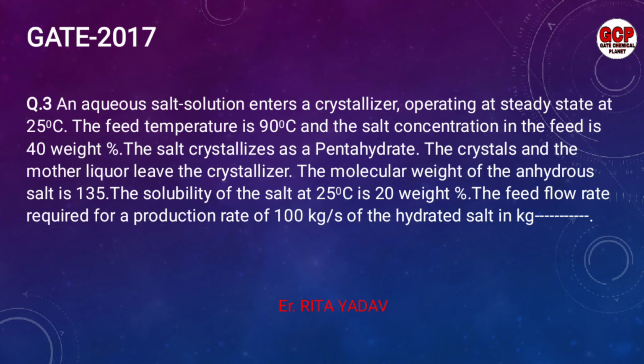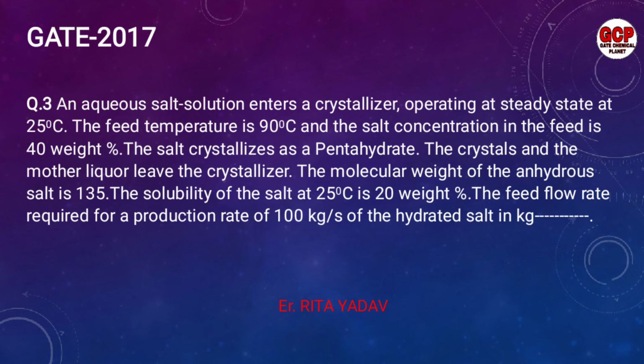The feed flow rate is required for a production rate of 100 kilograms per second of hydrated salt. What is asked to be calculated in the question? It should be clear: we have to calculate the feed flow rate, capital F, for the production rate of 100 kilograms per second of hydrated crystals.